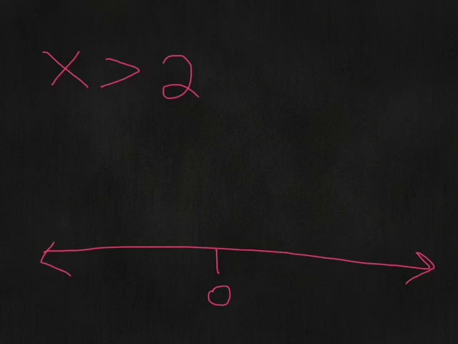Oftentimes you'll be given a number line, but sometimes you'll need to draw it. So here's 0 on the number line, and to the left of 0 we would have our negatives. So I'll just draw in a few of those negative numbers. To the right of 0 we'd have our positives, so I'll draw in a few of those. And so we need x is greater than 2.